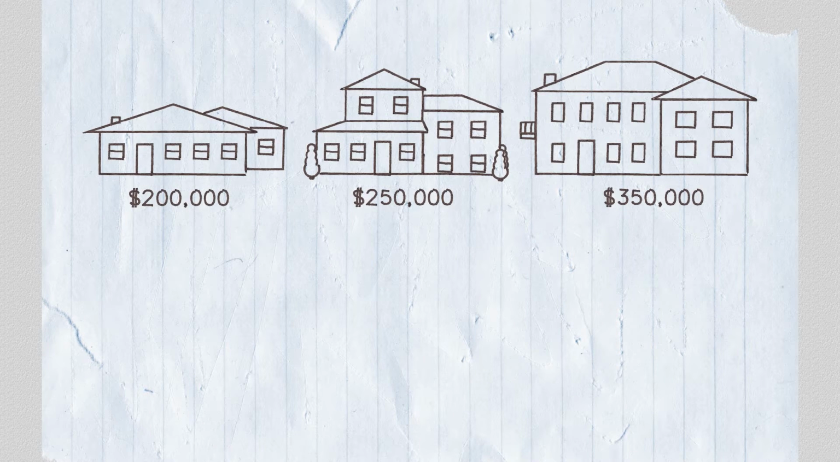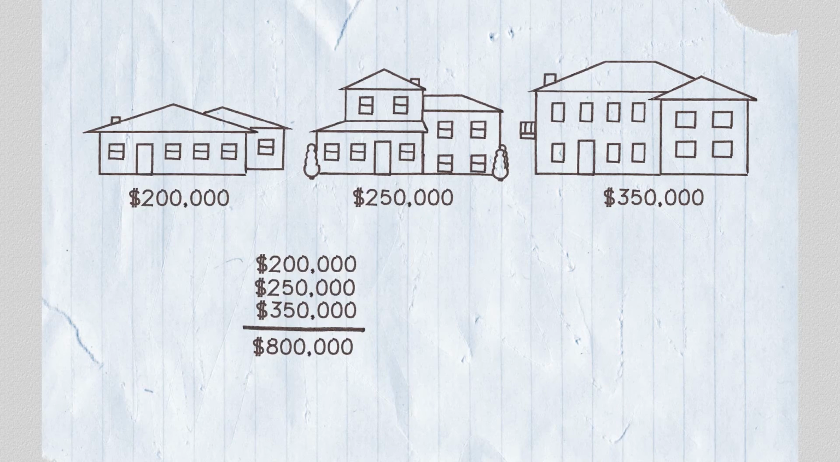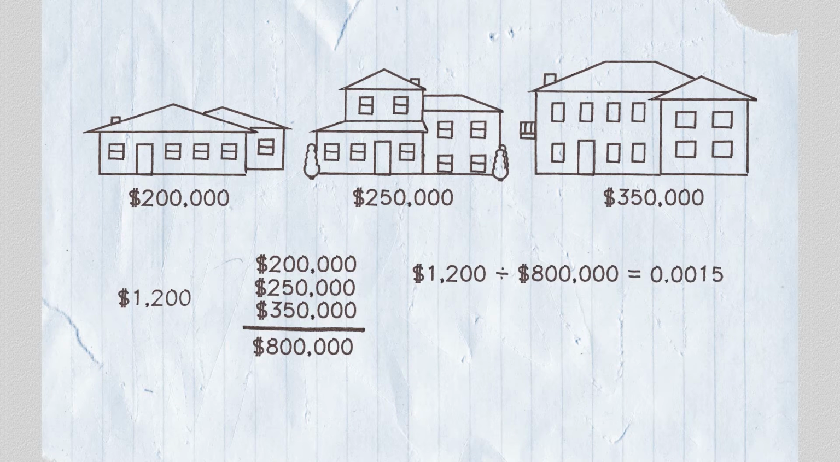The municipality supplies services, and the money to pay for these services is recovered through property taxation. Let's imagine that the municipality needs to collect $1,200 to pay for these services. To calculate the tax rate, you divide the cost to provide services by the total assessed value of all the properties in the municipality. This establishes a tax rate.